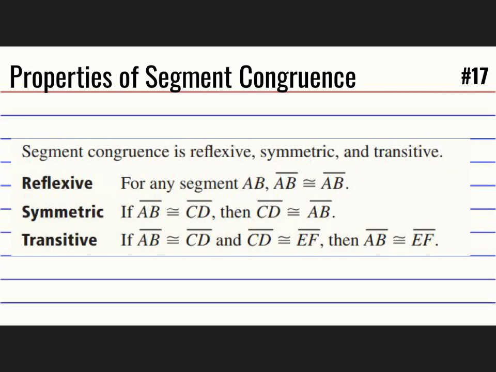Card number 17 is going to be our properties of segment congruence. So segment congruence is reflexive, symmetric, and transitive. So we are seeing those same three words again, reflexive, symmetric, and transitive. But this time we are talking about congruence.